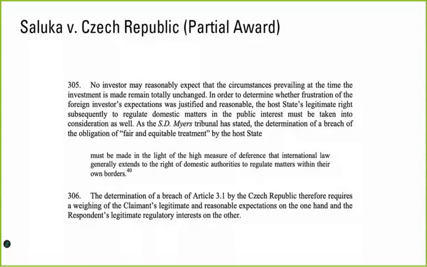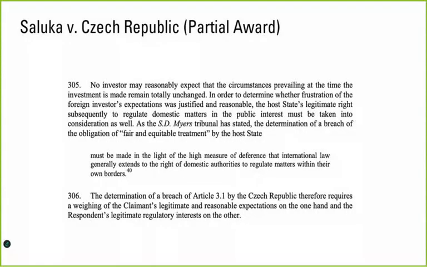The determination of a breach requires a weighing. It's a balancing exercise. On the one hand, you have the legitimate and reasonable expectations of the investor, and on the other, you have the regulatory right of the state. So it boils down to this exercise. Most of the jurisprudence outside of NAFTA and USMCA in the future, this is what it is about. It's about protecting the legitimate expectations, reasonable expectations of investors. So it is quite highly protective, but with some caveats, with some limits, which is what I've told you.